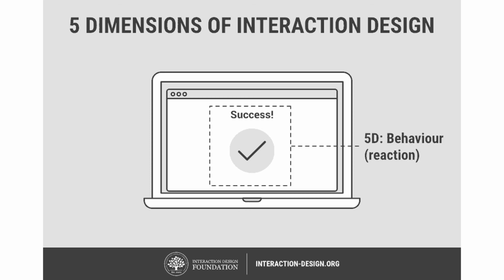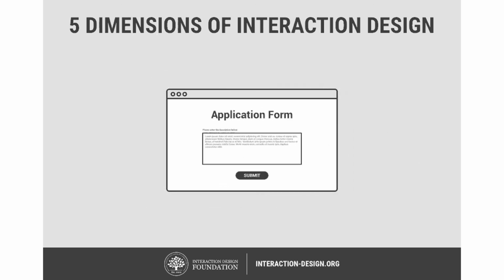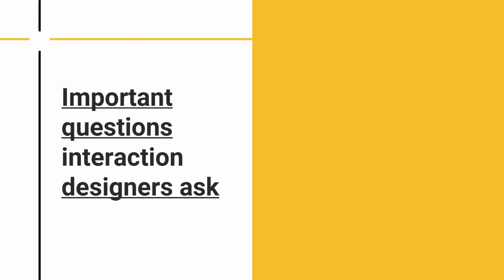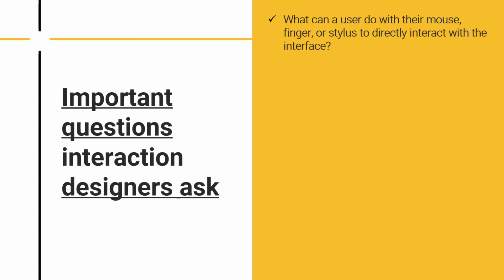This should be considered by the interaction designer. Okay, so in addition, how do interaction designers work with the 5 dimensions to create meaningful interactions? To get an understanding of that, we can look at some important questions interaction designers ask when designing for users. This is provided, by the way, by usability.gov. Okay. First, what can a user do with their mouse, finger, or stylus to directly interact with the interface?